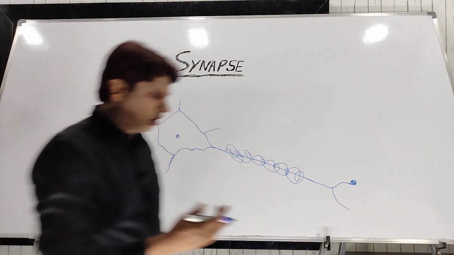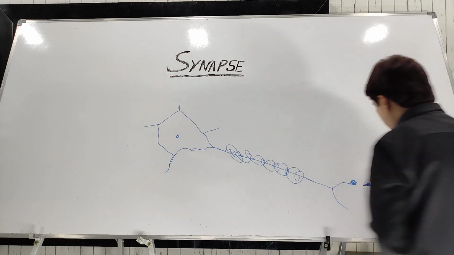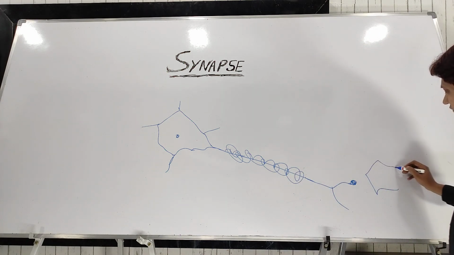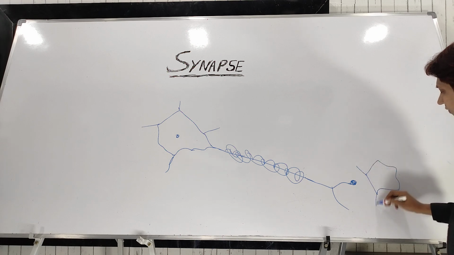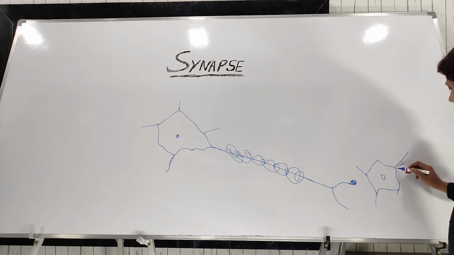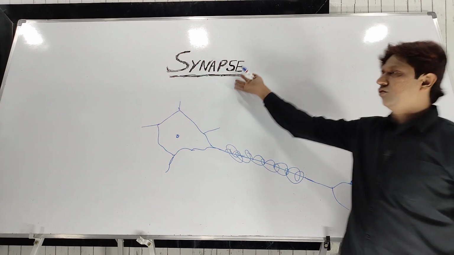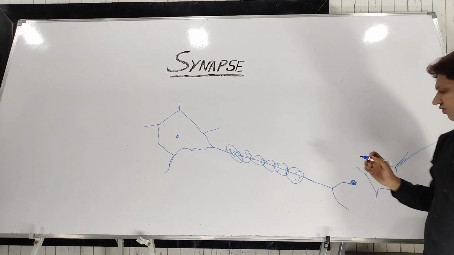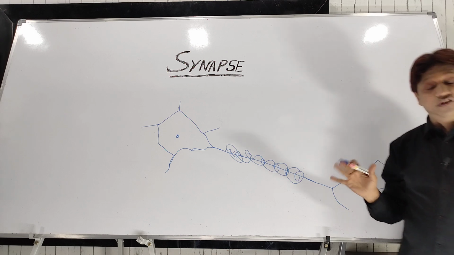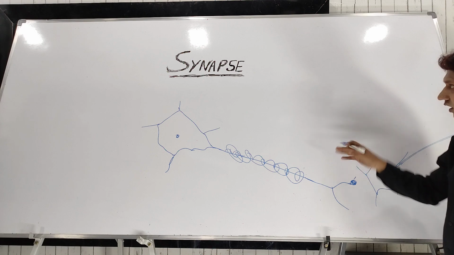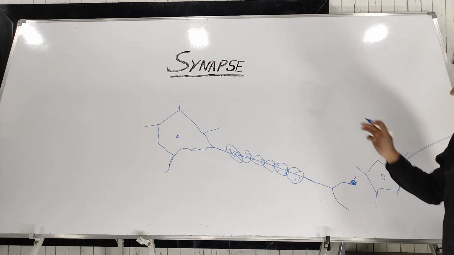This one neuron will communicate with one more similar neuron. One cell of the nervous system will communicate with another cell of the nervous system, and the junction between the two neurons is known as a synapse. That is the definition. It's not an anatomical junction, it is a functional junction. There is actually no anatomical continuity between them; mainly it is a functional junction. That is the synapse.